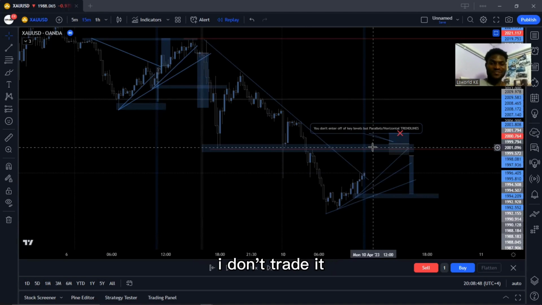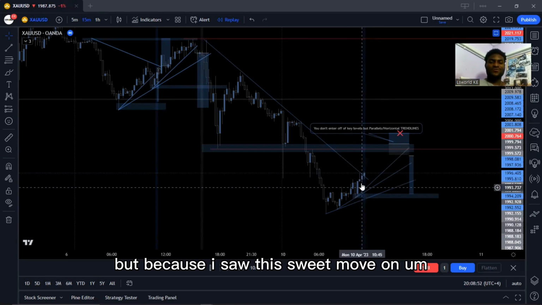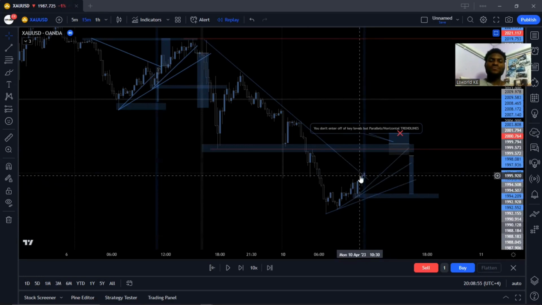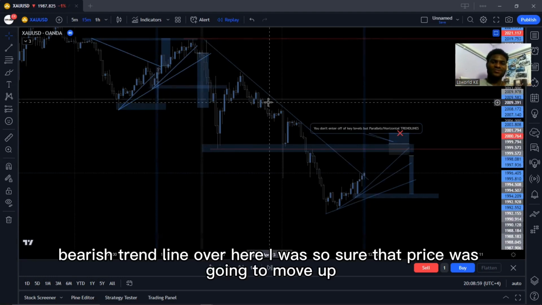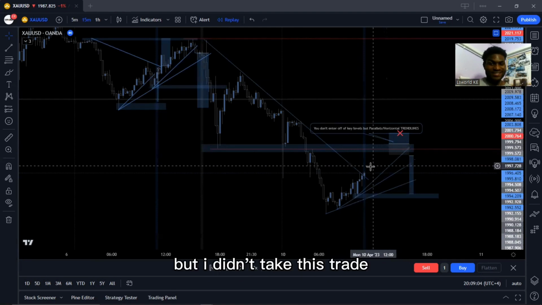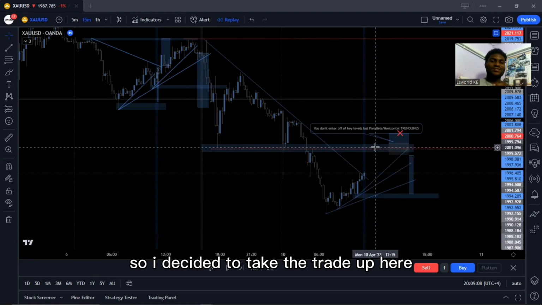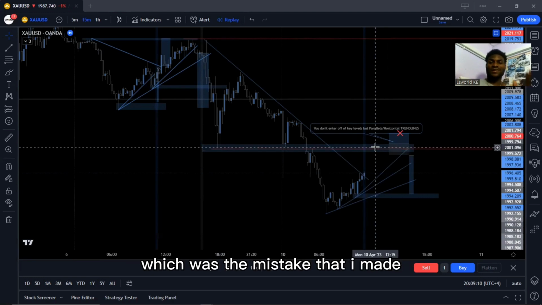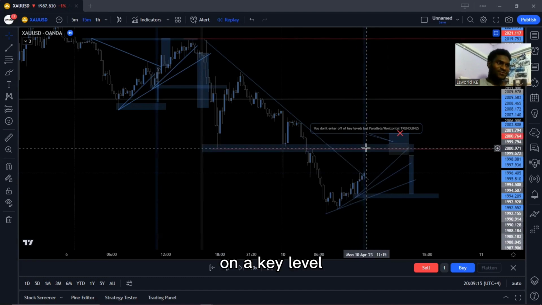I don't trade this, but because I saw this sweet move on gold where price broke this nice bearish trend line over here, I was so sure that price was going to move up. But I didn't take this trade. Why? Because we were looking for sells. So I decided to take the trade up here, which was a mistake that I made. I wasn't supposed to take a trade on a key level no matter what.